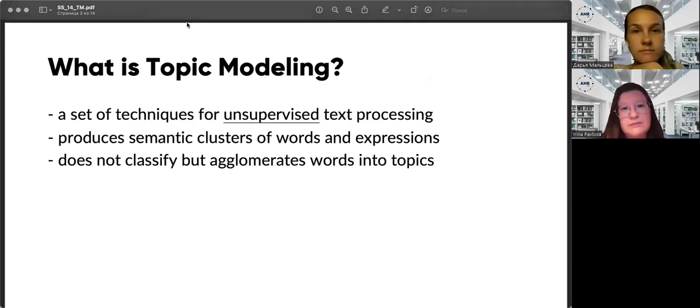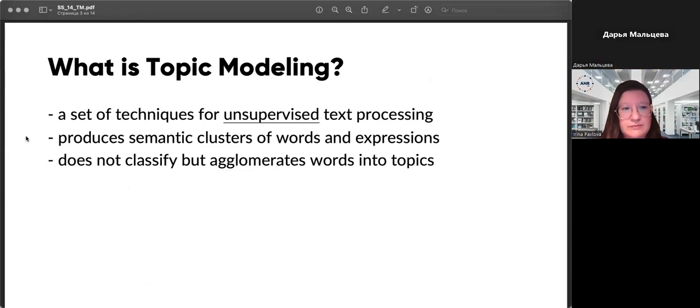I will also just very quickly cover the key ideas about what we are doing here. The key topic I will be raising today is topic modeling, and all the algorithms are concerned with topic modeling. Topic modeling is a set of techniques that are being developed and applied for unsupervised text processing.